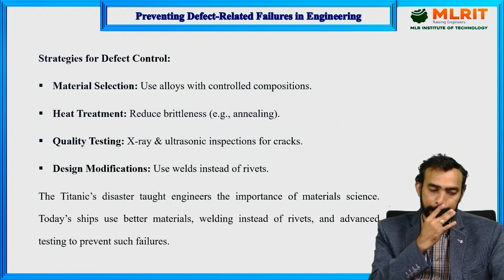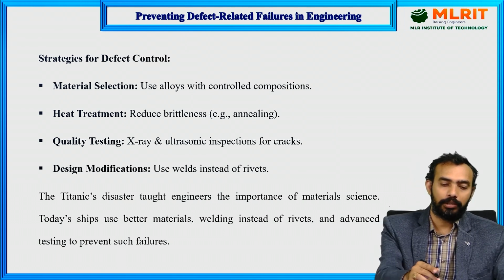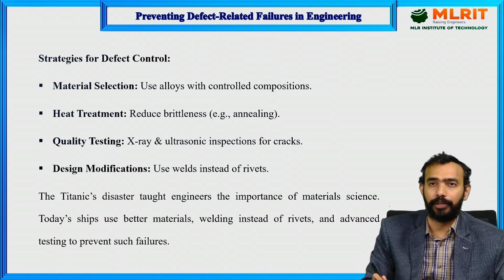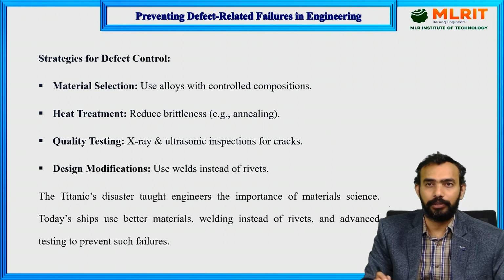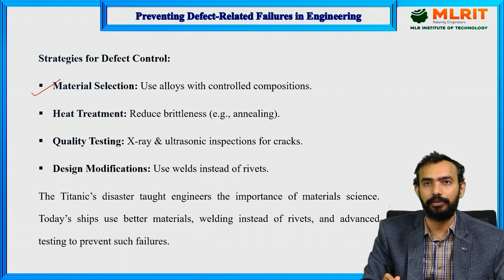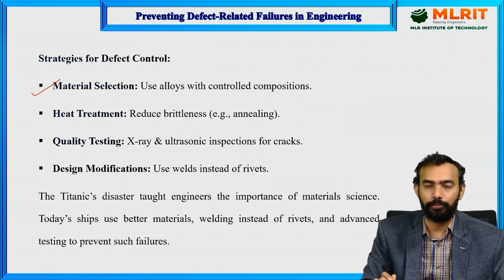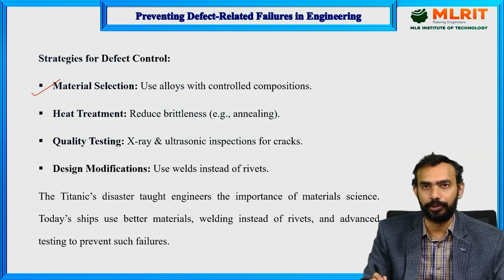Right. So what are the strategies that we consider for defect control? Now we have seen different defects: point, line, surface and volume defects. How do we prevent those kinds of catastrophic failures? What are the strategies for defect control? The first thing is that we have to carefully select the materials for building these kinds of ships. Even the alloy composition has to be carefully selected. We have to have a clear understanding of each and every material's inclusions.